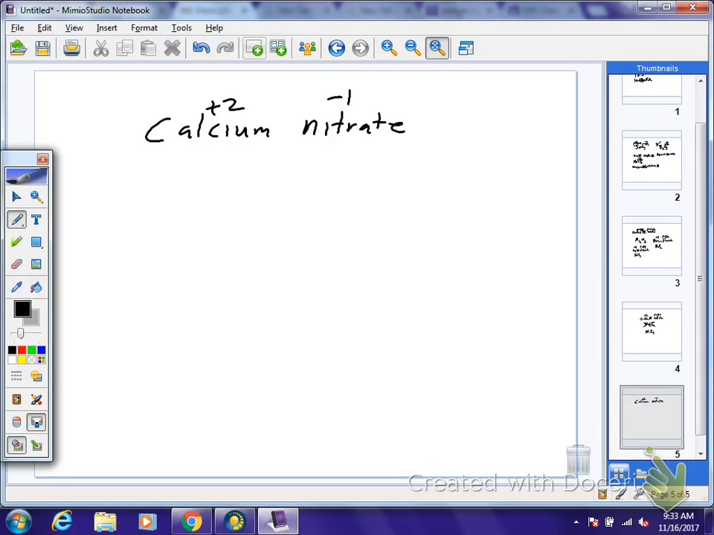Okay, so now the next thing we'll do is, before we even write it down here, let's simplify this. How many nitrates are we going to have compared to calciums? 2, right? Everybody agree? Now the 2 is going to be my subscript for nitrate. So all I'm going to do is go Ca, then I'm going to put NO3 down.